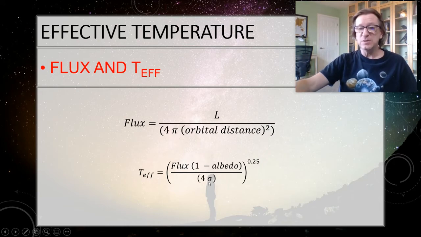It's one of the easier ones to remember. It's 5.67 E minus 8, so 5678. But you can always look that up. You never have to memorize that.